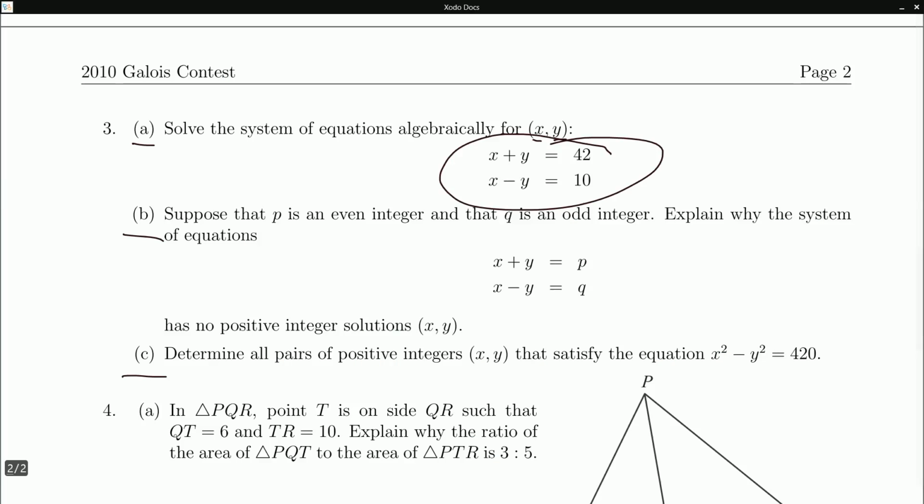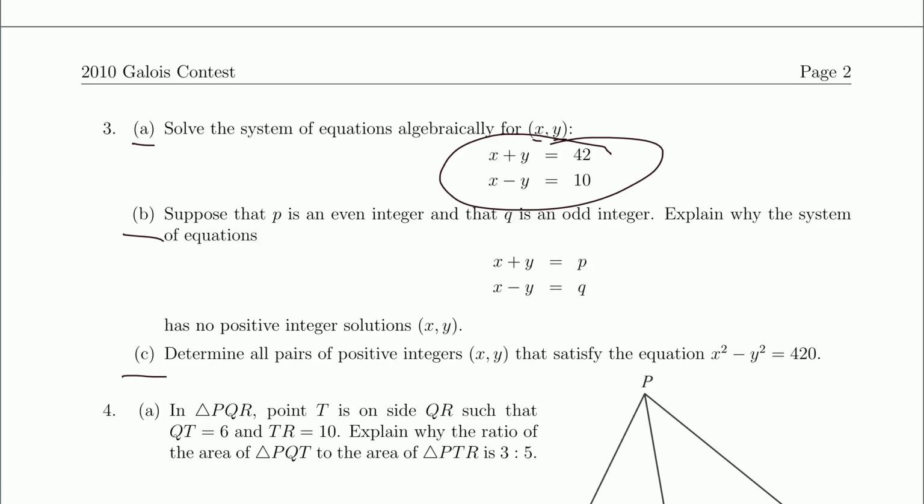Okay, so that's part A, not particularly difficult. Part B. Suppose that p is an even integer and q is an odd integer. We have no idea which ones they'll be. Explain why the system of equations x plus y equals p, x minus y equals q, has no positive integer solutions.